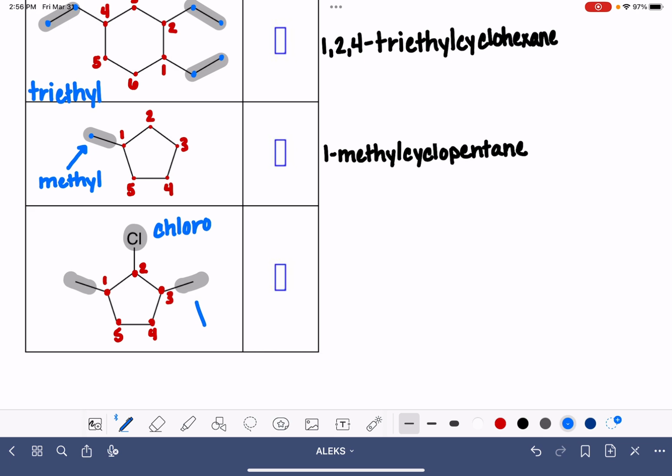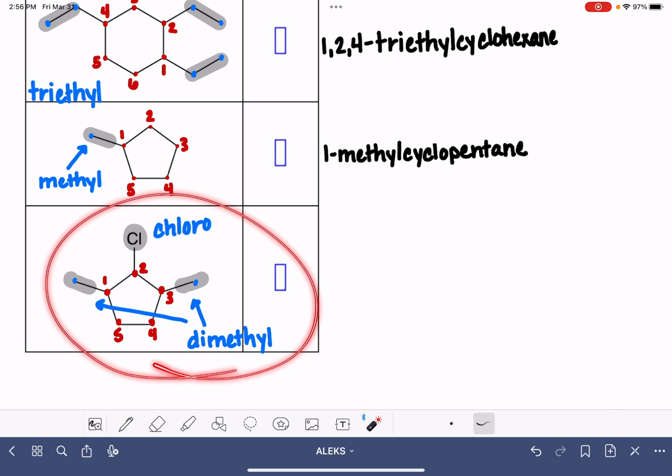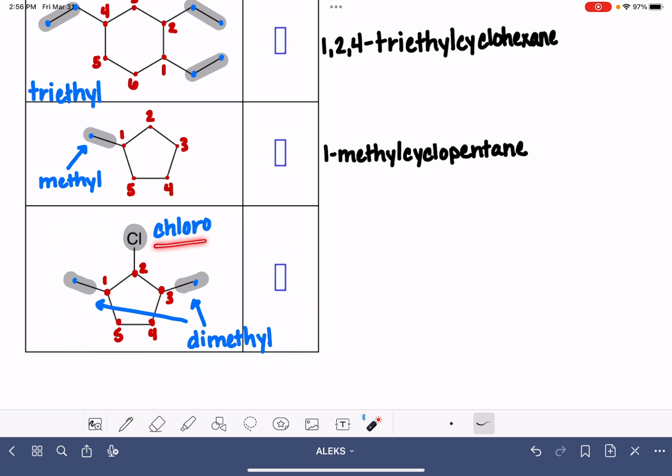And then we have 2 methyls in this molecule, 2 of them. To indicate the quantity of 2, we're going to use the prefix di. That means 2. And that is a single carbon substituent, so that's a methyl. Before we put all of this together in the molecule's name, we need to alphabetize these substituents. So we're looking at the name of the substituent.